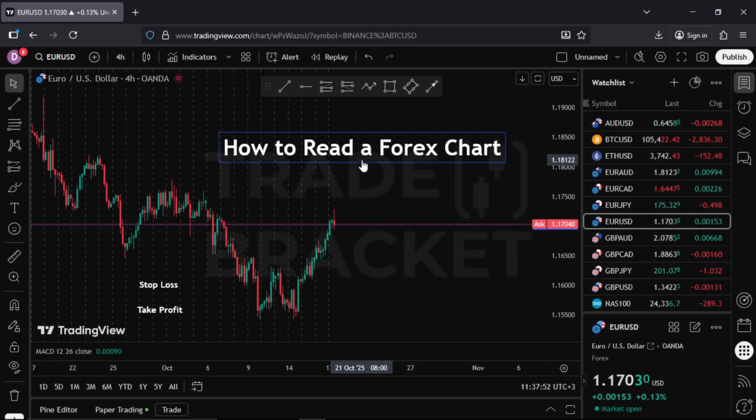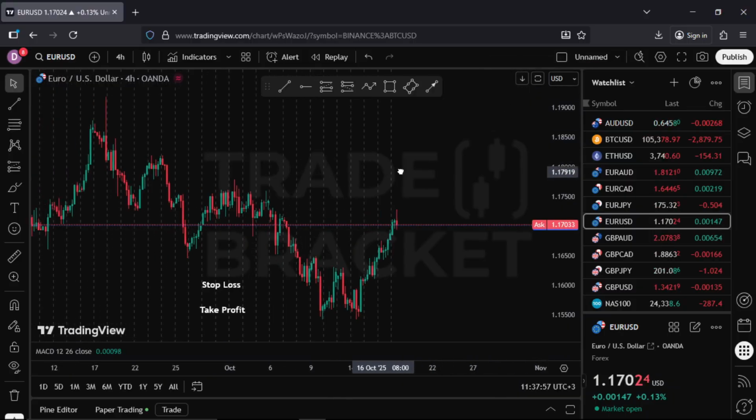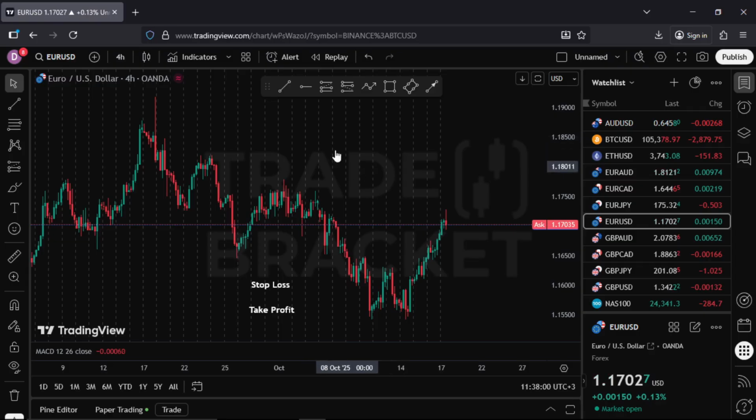All right, so let me get rid of this just to make some space. So what you see right here is a chart. First of all, this platform, or this website right here, is called TradingView. TradingView is one of the most popular charting platforms out there. There are some other chart platforms out there, but TradingView by far is the most popular, and it's the one that I'm going to be using to explain what I want to explain.